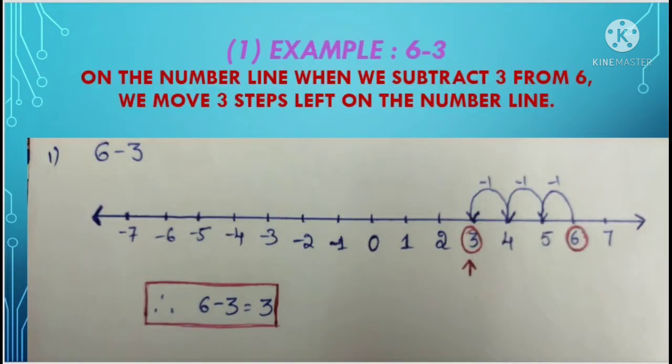Now examples: 6 minus 3. On the number line, first of all we identify the number 6. Then we subtract 3 from 6, so we move to the left side of 6. How many steps? 3 steps. 1, 2, 3. Then it reached 3. 6 minus 3 is equal to 3. This means on the number line, when we subtract 3 from 6, we move 3 steps left, and we get the answer.